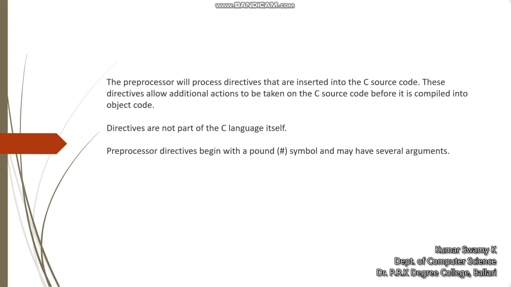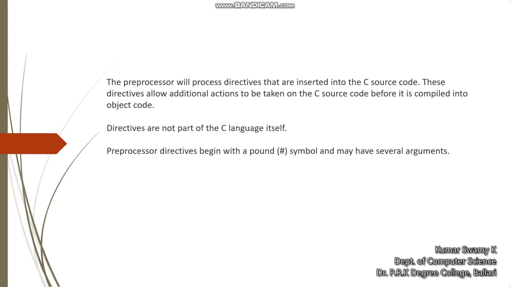Now let us look at the uses. There are two main uses of preprocessors. The first one is to include external files such as header files, such as stdio.h, math.h, string.h, ctype.h, float.h, etc. Another use is to define macros. In a short while, we are going to discuss macros also.